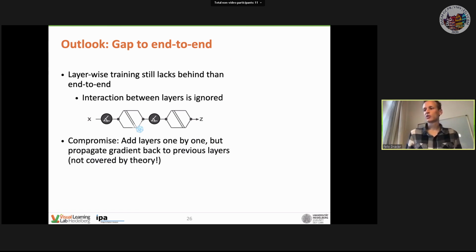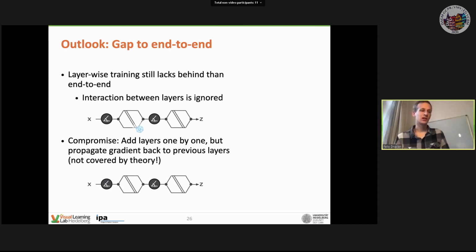And as a compromise, we suggest that one should add layers 1 by 1, but propagate the gradient back to the previous layers. So we start with 1 layer, and when we train the second layer, we also train the first layer. In this way, we can still choose optimal rotations, although they will later on, of course, not be governed anymore by the theory.